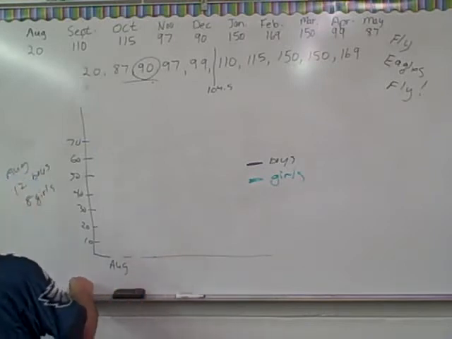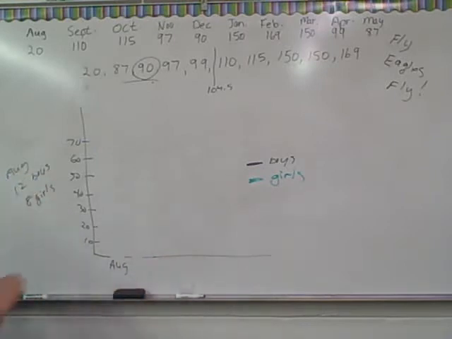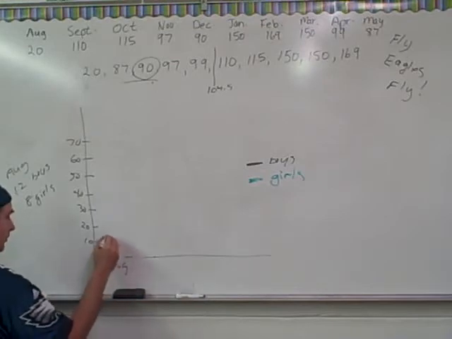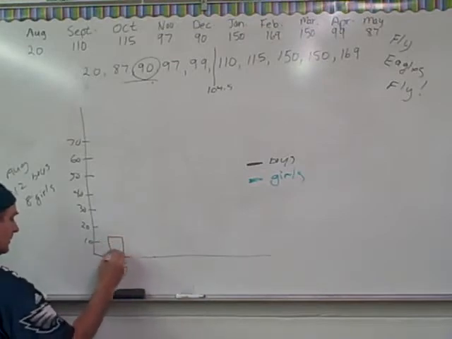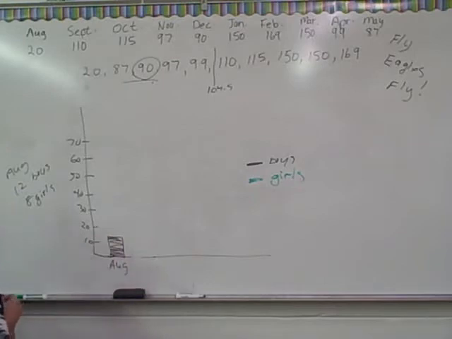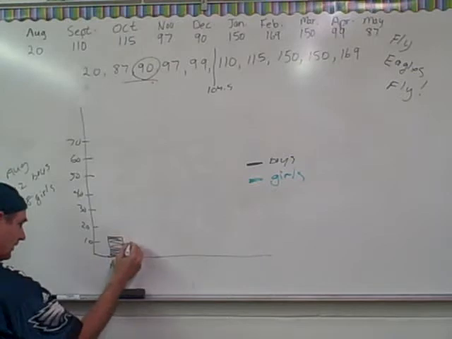For boys, we want to go up to 12, so there's 12 boys that were absent. So we go up to approximately 12 here. And for girls, there were 8. So I'm going to go a little less than 10. Oops, there's green there.